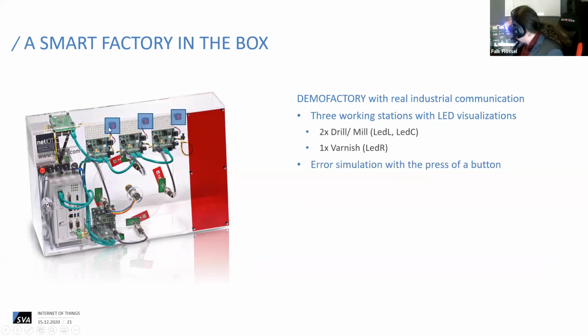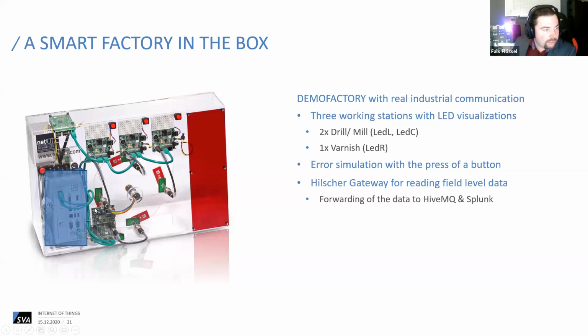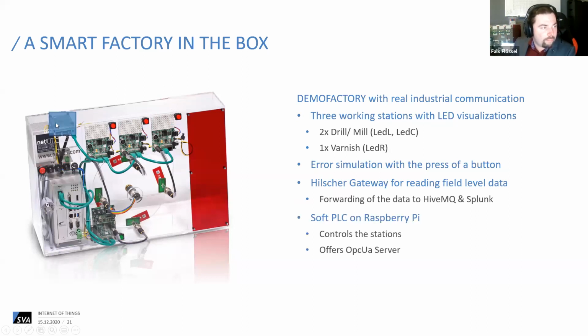Sometimes you will notice that I'm pressing buttons right here just to simulate that this station goes down, has an error, and we want to see this later in Splunk. Also, this right here is our IoT Gateway, which I mentioned earlier, with our SVA software, the factory data bridge, to get information out of the PLC. The PLC itself is on this Raspberry Pi with a CodeSys soft PLC software. It offers an OPC UA server, and our software reads it and sends it to HiveMQ.